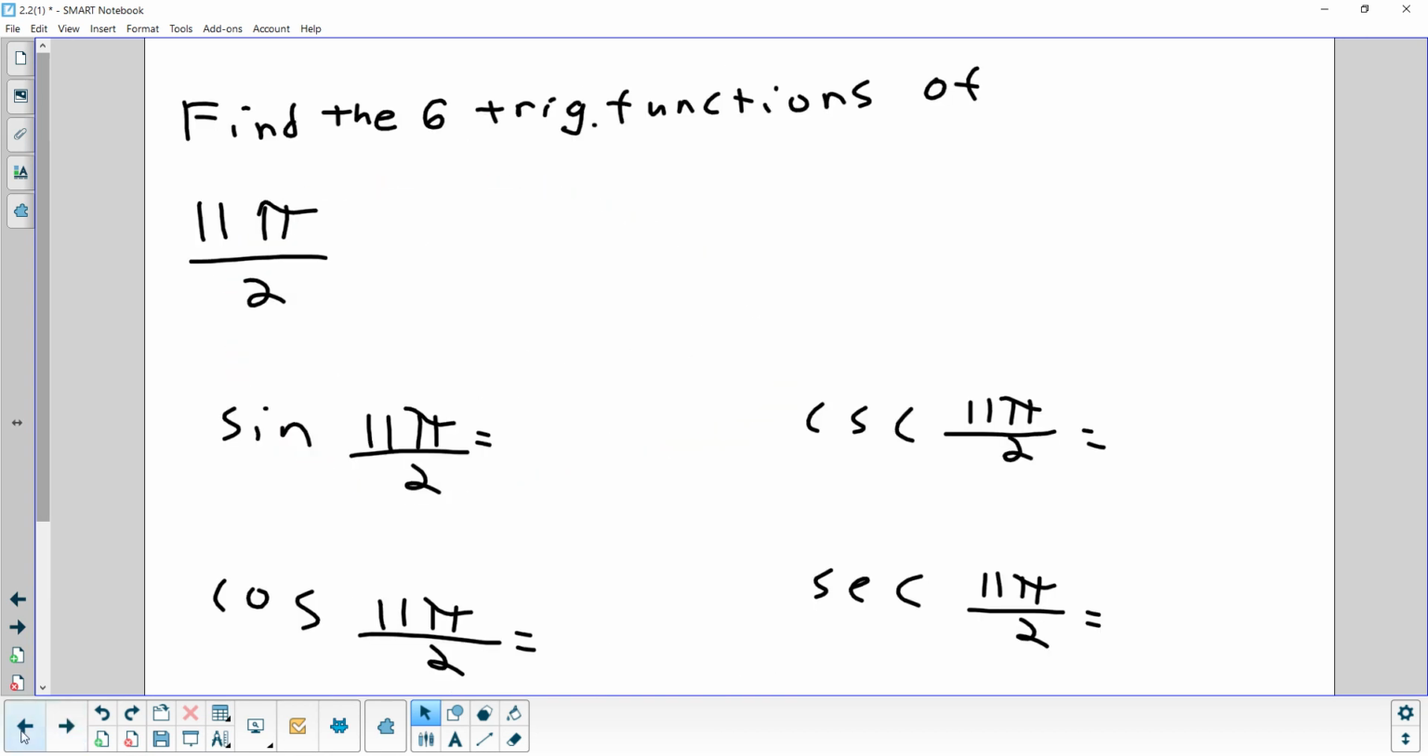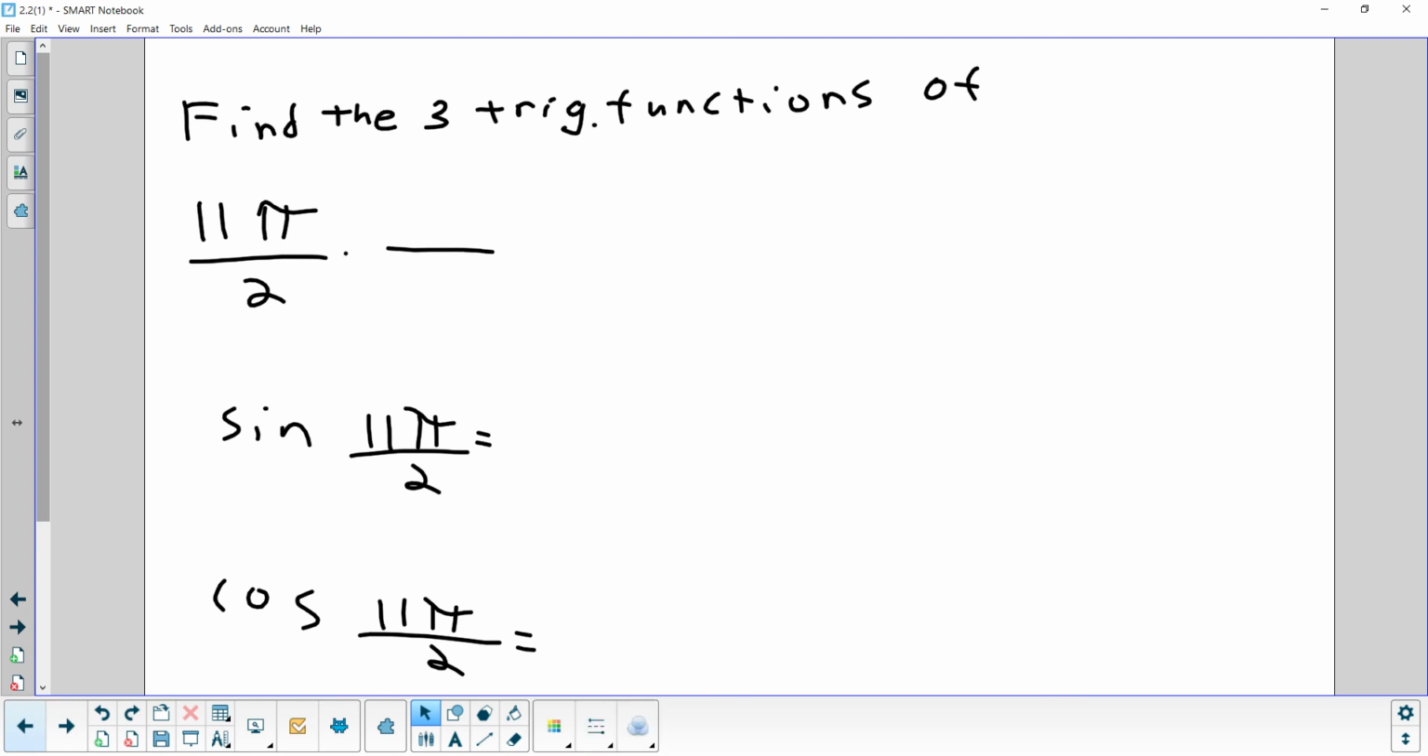Finish up with this one. So, find the 6 trig functions of 11 pi over 2. Let's just do the first 3. So find the 3 trig functions of 11 pi over 2. Okay, so what am I missing? Not asking how to get what I'm missing. I just want to know what I'm missing. James? The degrees or the coordinates. I'm missing the coordinate. That's what I need. However you can get that coordinate, that's what you've got to figure out.